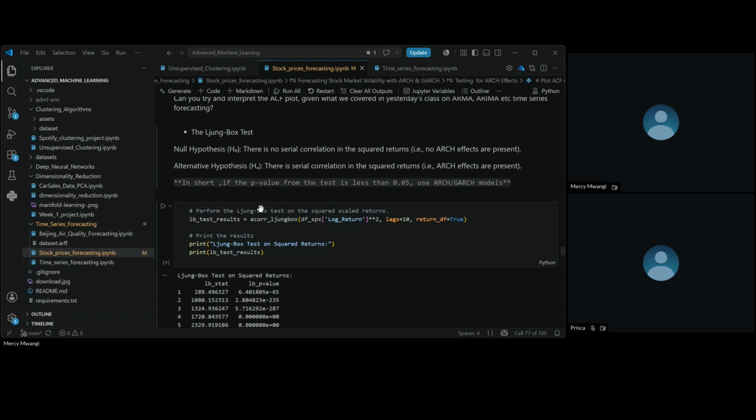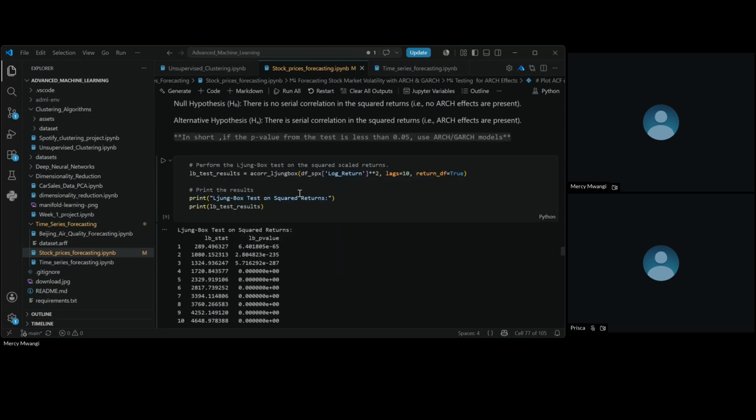When it is greater than 0.05, there's no temporal dependence, right? If it is less than 0.05, there is temporal dependence, and therefore you can use the ARCH and GARCH together. The names are different, but the interpretation of the p-value is the same.